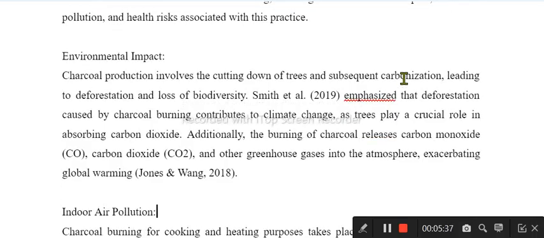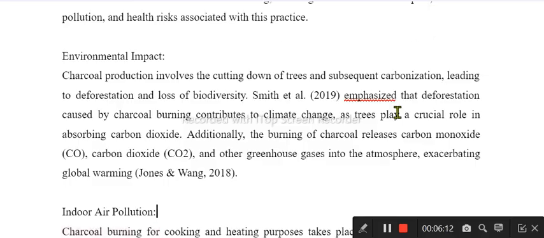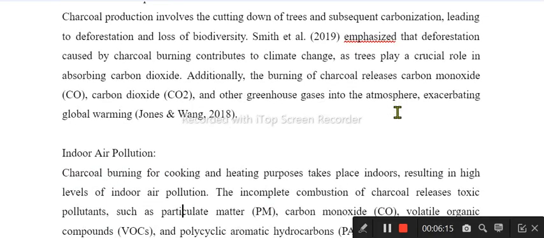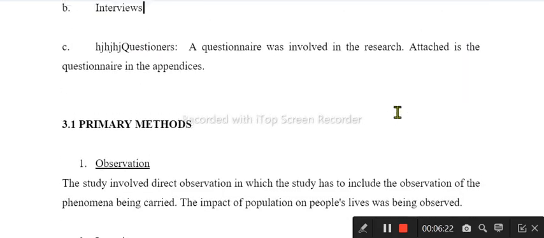And as you can see, you quote what previous people had said. For example, on the environmental impact there, we see charcoal production involves the cutting down of trees and subsequent carbonization, leading to deforestation and loss of biodiversity. Smith et al. 2019. You see, that's a quote from a book that Smith wrote. Smith wrote it with others. Et al. means others. So you can reach out to me, and I'll be able to help with how to quote in the literature review as you are quoting your past studies which have been carried out.